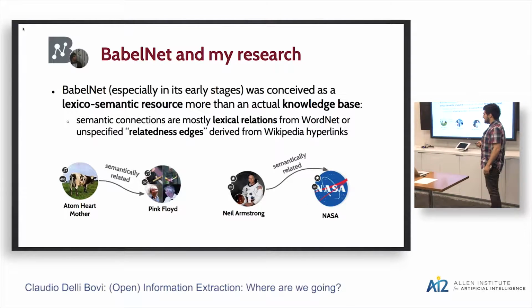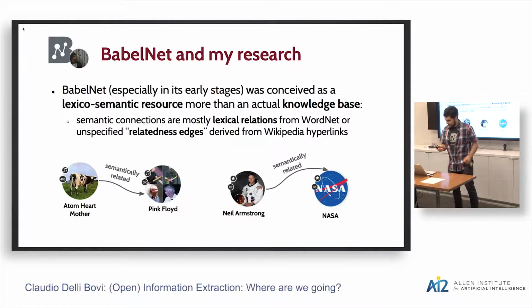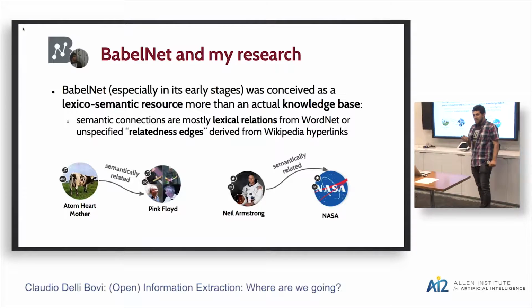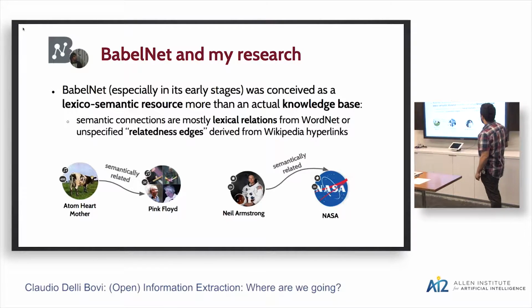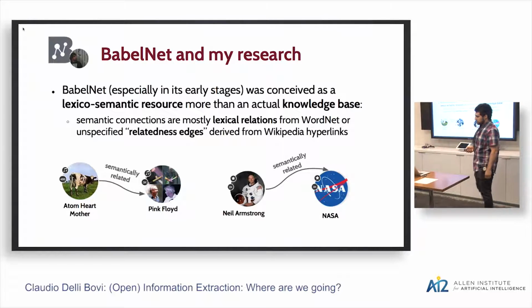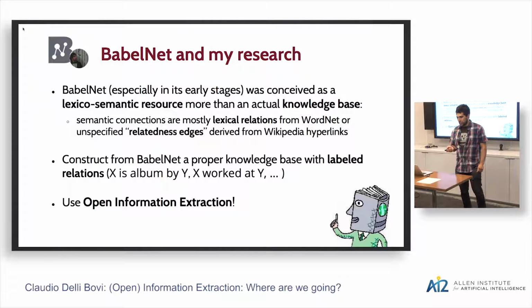The initial motivation for what I've done is the following. BabelNet was conceived more as a lexical semantic resource than an actual knowledge base. What do I mean by that? Basically, you don't have semantic relations. You don't have a way of knowing why, for instance, Pink Floyd and Adam Mahat's Mother are connected. You know that they are connected. Also, Neil Armstrong and NASA, you know that they are connected, but you don't know what the semantic relationship between them is. And so we thought, why don't we just turn BabelNet into a proper knowledge base?